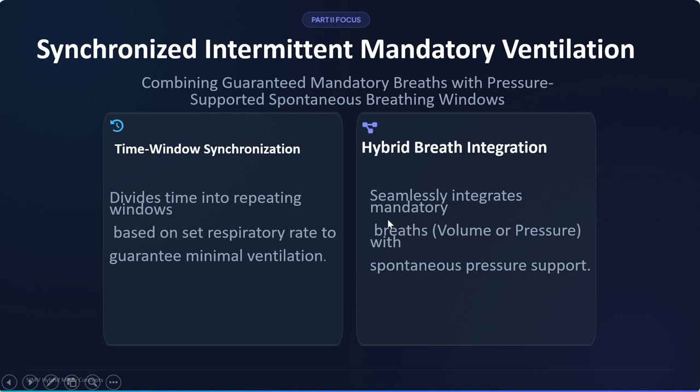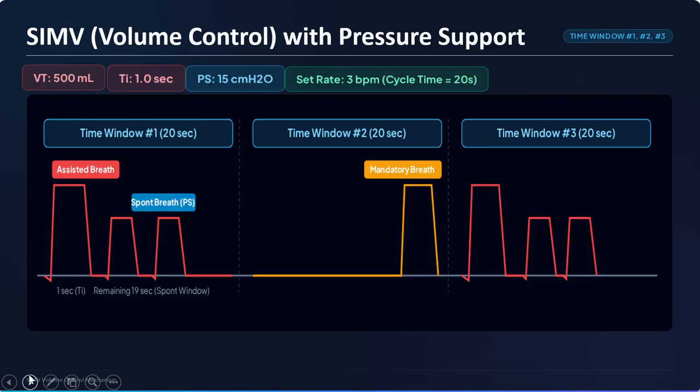In SIMV, the pressure support is shared between the two modes. You can choose volume or pressure as you need. For example, volume control with pressure support: the patient's tidal volume is 500 and your pressure support is 15 centimeters of water during spontaneous breathing. You can set a rate of 3 cycles per minute, so every 20 seconds you give the patient a cycle, either mandatory or assisted.